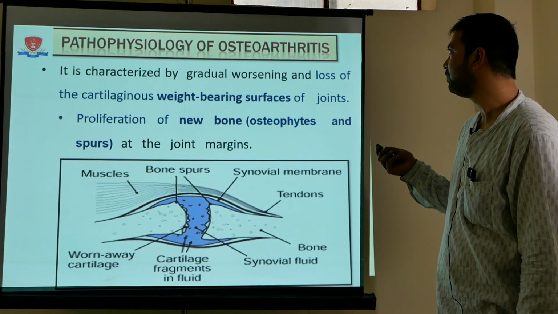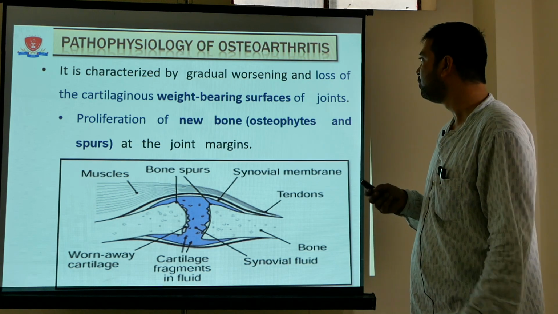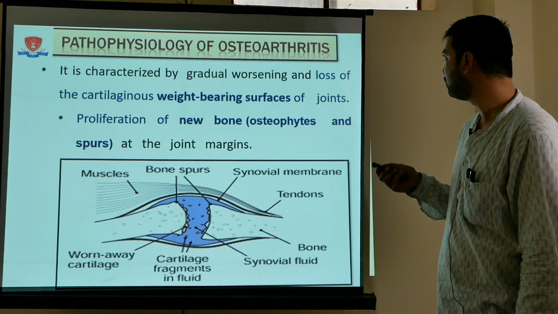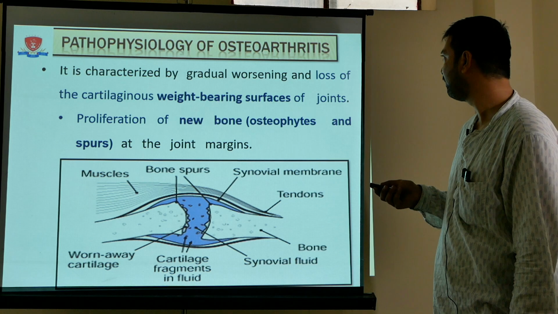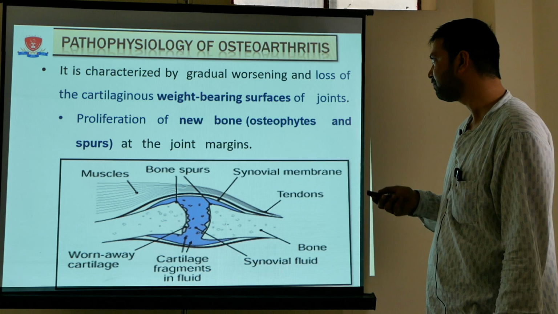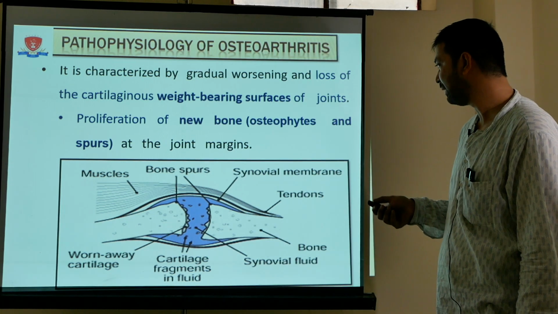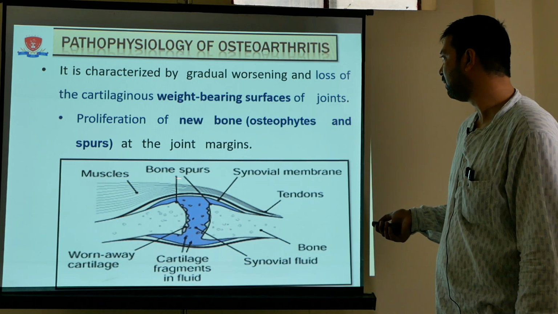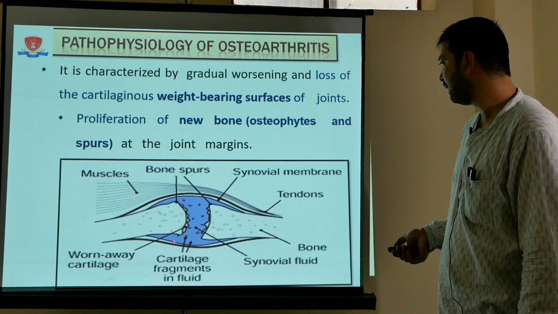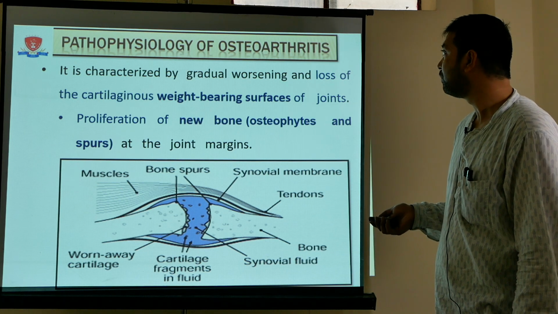Next is the pathophysiology of osteoarthritis. We have to know what happens in the joint during the arthritis condition. It is characterized by gradual worsening and loss of the cartilage on the weight bearing surface of the joint. First of all, osteoarthritis only occurs in weight bearing joints. There is proliferation of new bone, osteophytes and spurs at the joint margin. You can see the picture. These are the bony spurs present in the joint, along with the synovial membrane, tendon, cartilage, fragmented fluid, and bone away from the cartilage or muscles.